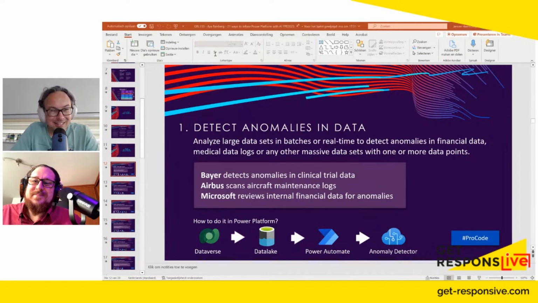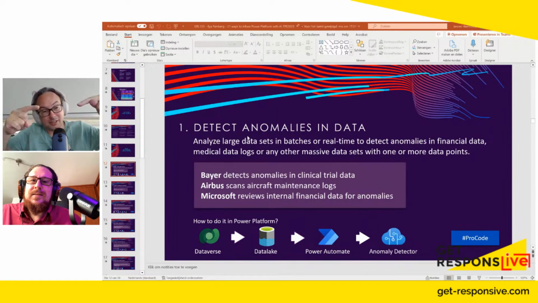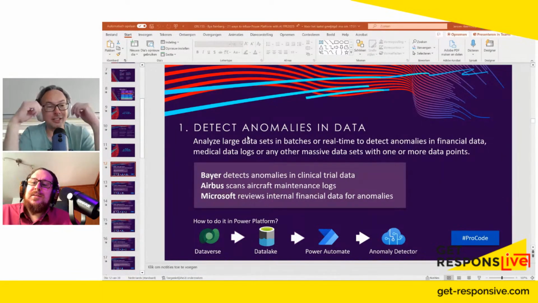Yeah. So, in Power BI you also have anomaly detection, but is that based on this one, or are they two different things?